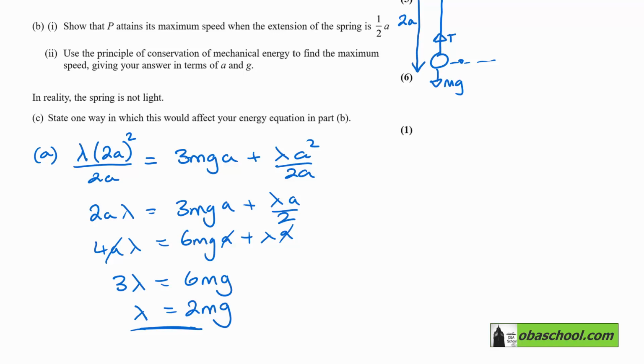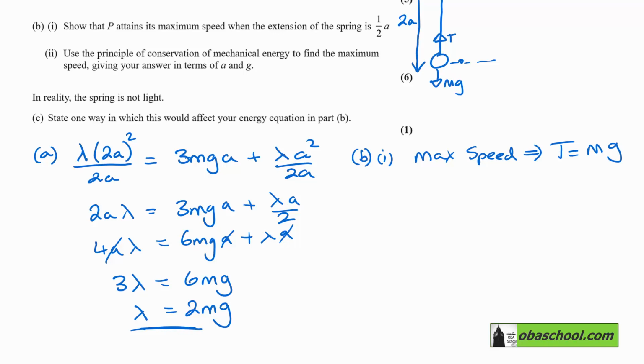Now, what does part B say? Show that P attains its maximum speed when the extension of the spring is a half A, and use the principle of conservation of mechanical energy to find the maximum speed given your answer in terms of A and G. So if we think about B part 1, the max speed implies that the net force is 0. Correction, T is equal to mg. So the forces balance out. The net force is 0.